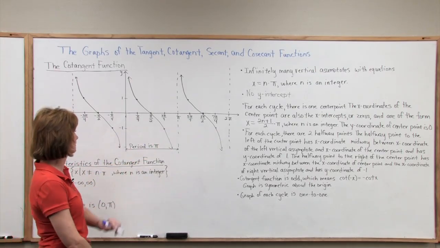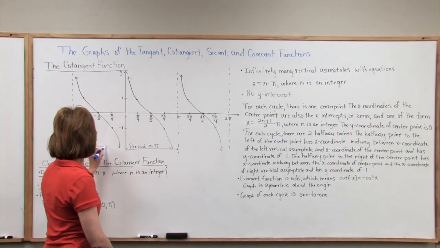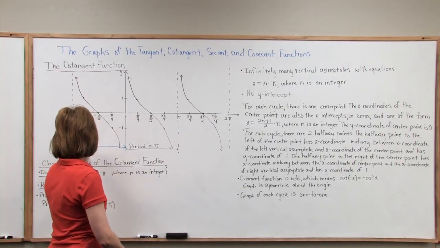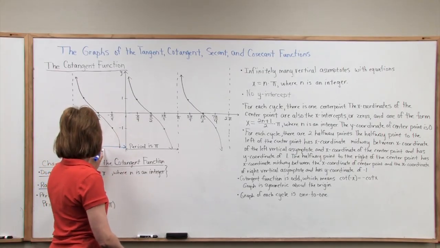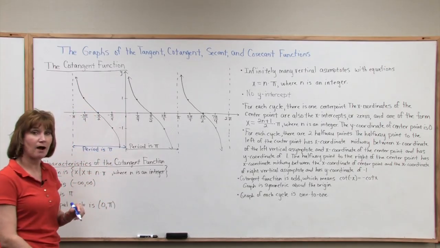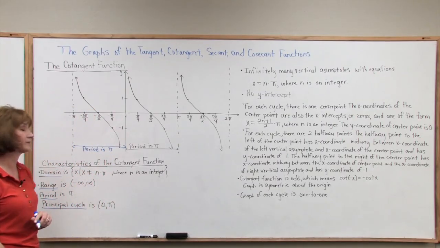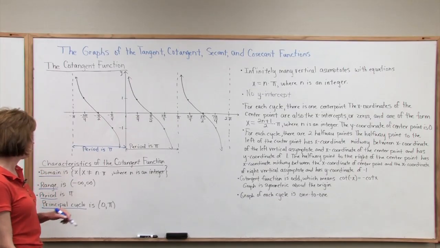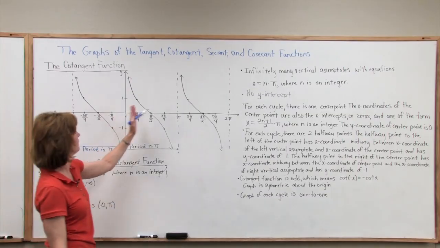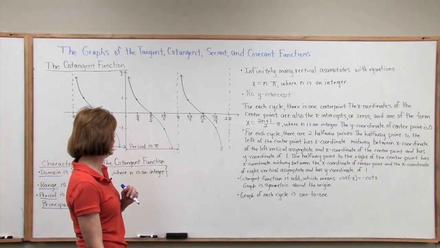The period for the cotangent function we can see is pi. This is what we call the principal cycle. But we can see another period over here. And so you need to know that the period for cotangent is pi. And you need to know that the principal cycle for the cotangent function is 0 to pi. From here to here is the principal cycle.